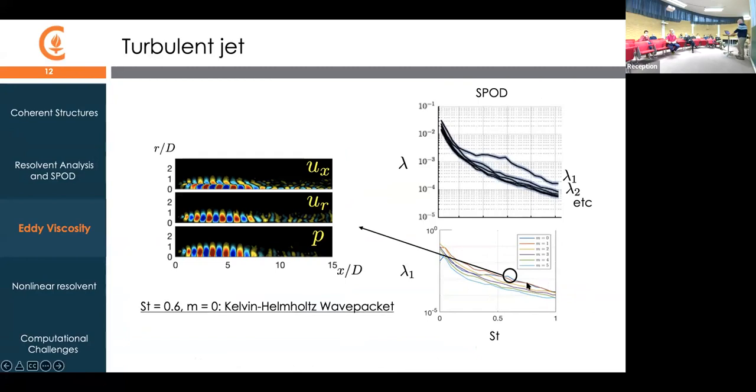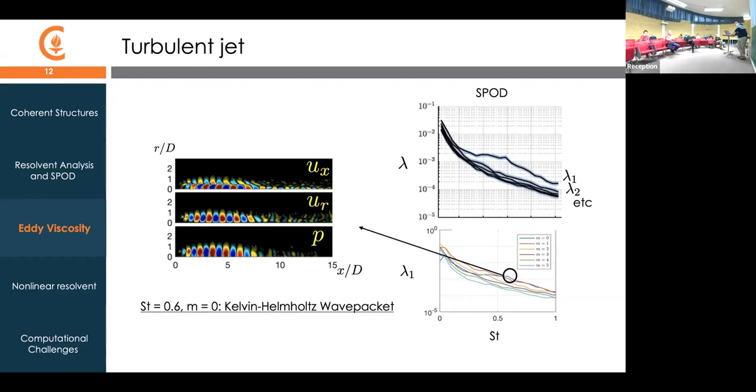So the first mode here is from the m equals 0 component, up here in the mid frequency regime. I'm showing you some different flow quantities for the corresponding eigenvector. And what we see here is clearly a Kelvin-Helmholtz wave packet in the jet. This was the easy one, right? Because this is something that's been studied for many years in turbulent jets, going back to Gaster and Crighton and others.